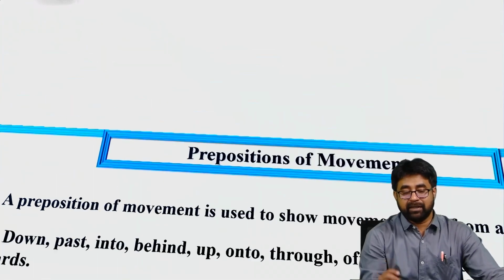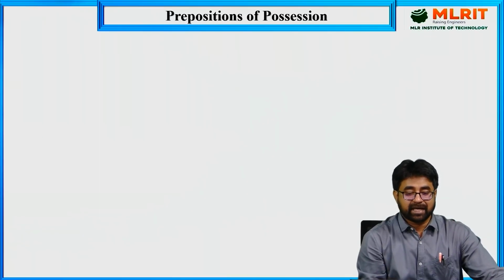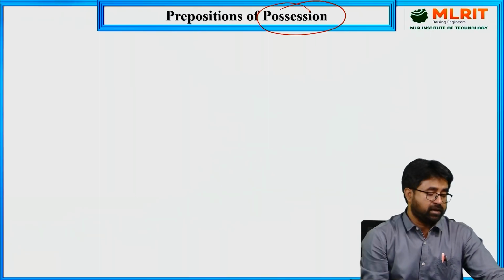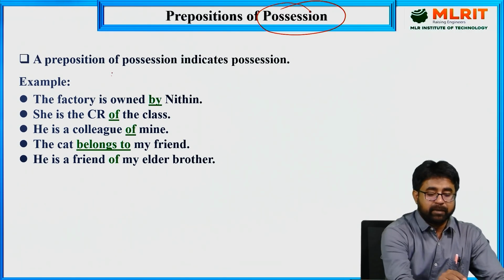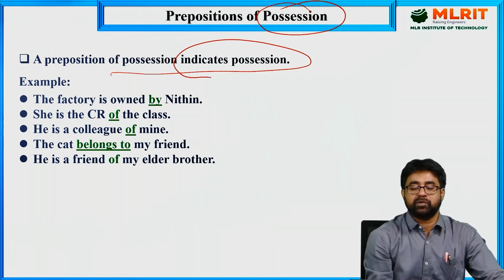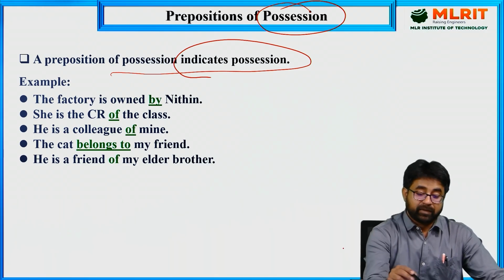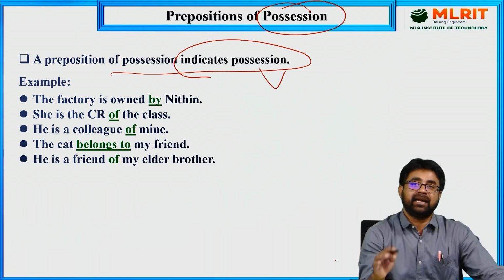Fine. Now let's come to the next category. What is the next category? Preposition of possession. So possession means what? To own something, right? Ownership. So you can see a preposition of possession indicates possession. It will establish a relationship that indicates some sort of possession.